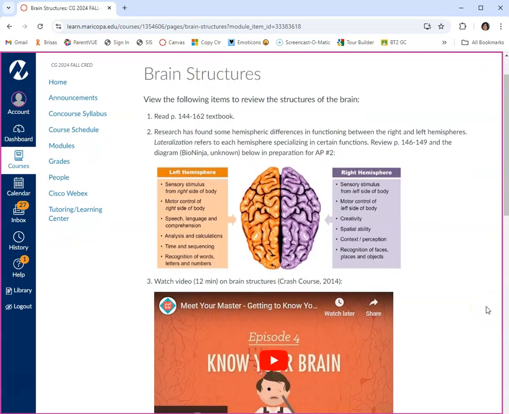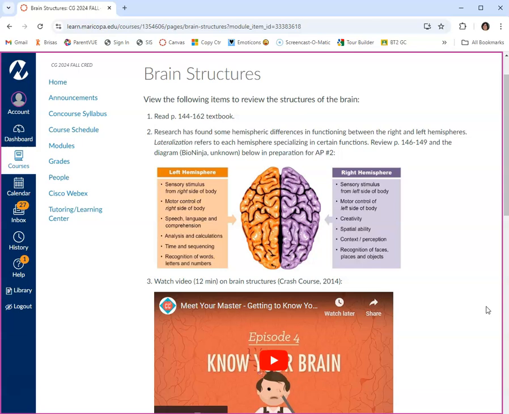The third section is on brain structures. Our brain is so beautiful and so complex. The majority of this week's material reviews how the brain is organized and what role certain brain structures play in our daily lives. The brain can be separated into 3 main areas: the hindbrain, midbrain, and forebrain.